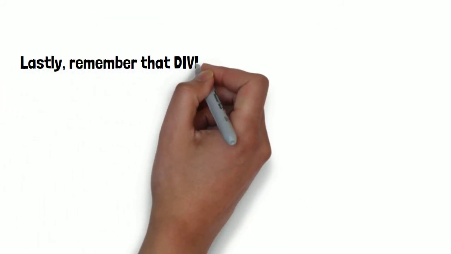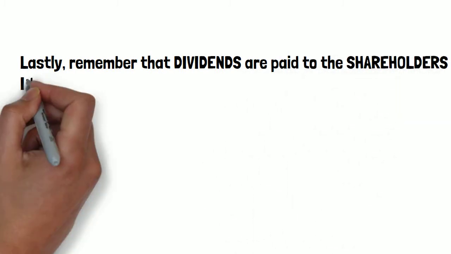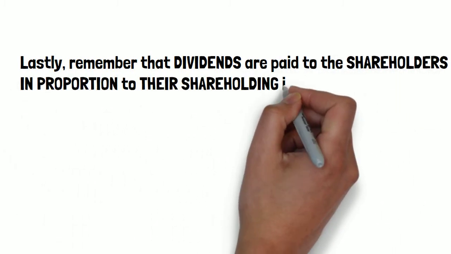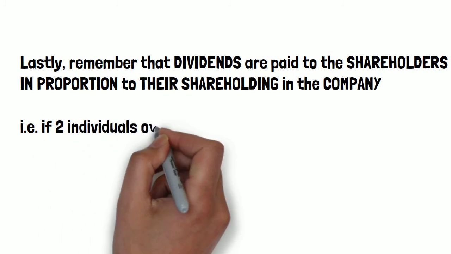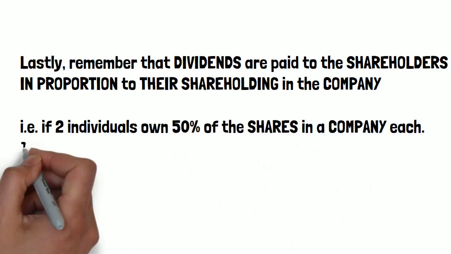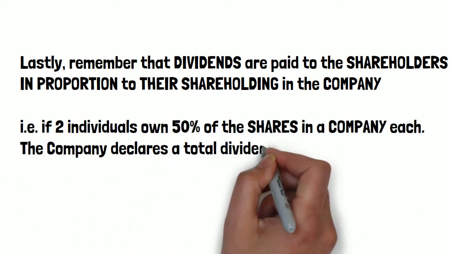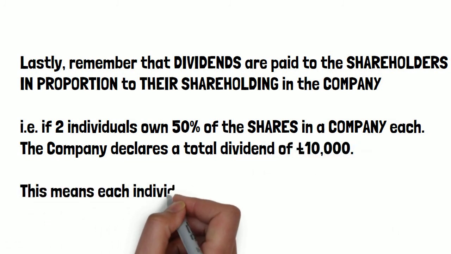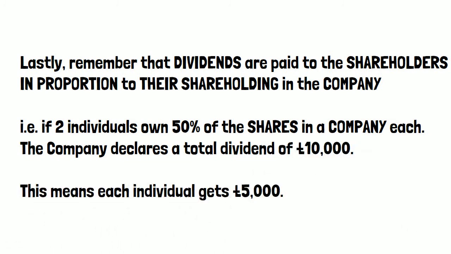The last thing to remember in this video is that dividends are paid to shareholders in proportion to the shareholding that they own in the company. So if two individuals own 50% each of the shares in a company, and the company declares a total dividend of £10,000, that means each person is due £5,000 dividend.